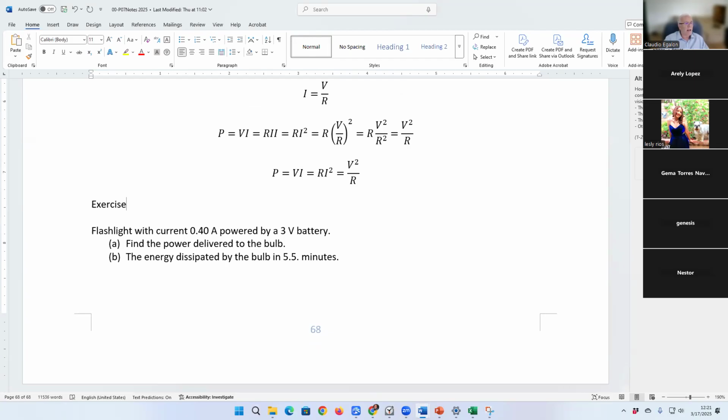Exercise. A flashlight with a current of 0.4 amps, powered by a 3-volt battery. Find the power delivered to the bulb. And the energy dissipated by the bulb in 5.5 minutes. Two different items, right? Solution.